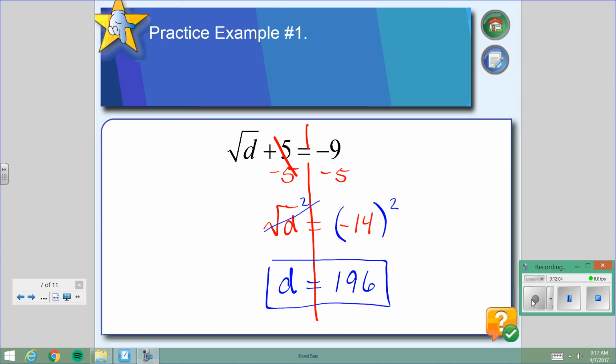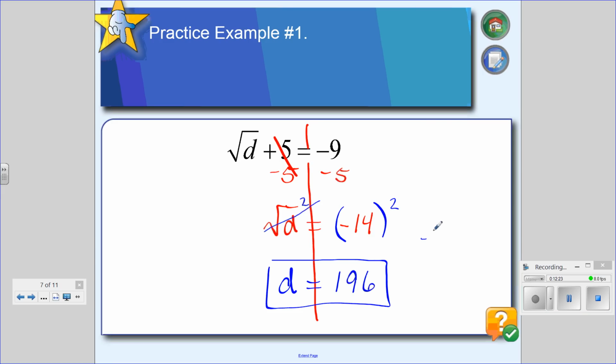Okay, this one worked out interesting. When you subtracted the 5 from both sides, you ended up with the square root of d is equal to negative 14. And then if you square both sides to undo the square root, you're going to have to square the whole other side, including that negative sign, which is going to make it a positive 196 because, as you know, negative 14 times negative 14 is equal to 196.